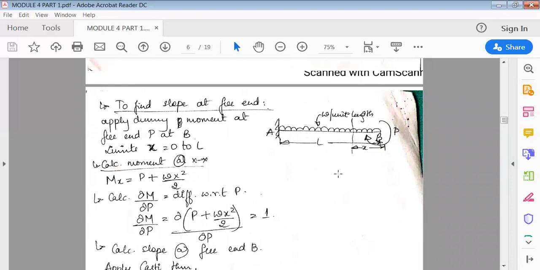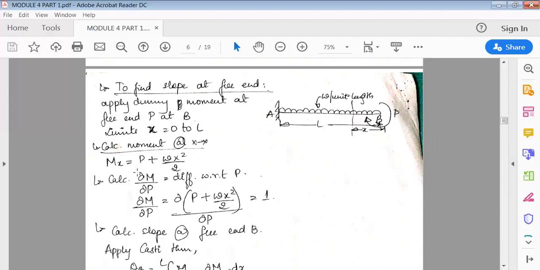External is trying to push the beam downward. Dummy moment is trying to push the beam upward. Again, I'll name this as P only. So let's calculate the moment here. When you calculate the moment, it is same. Moment is equal to P.